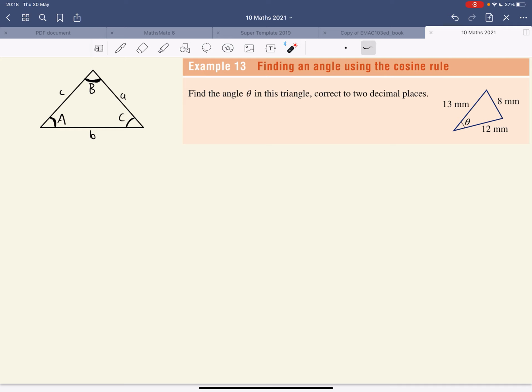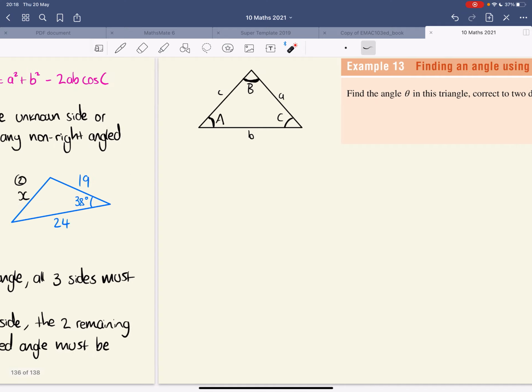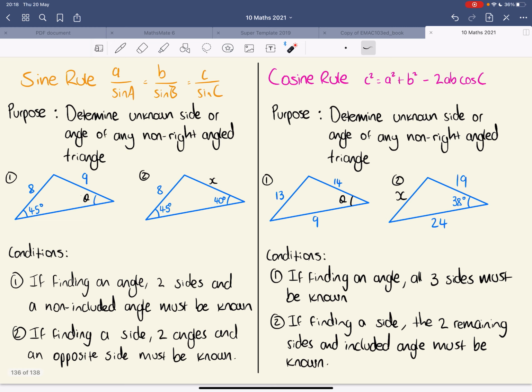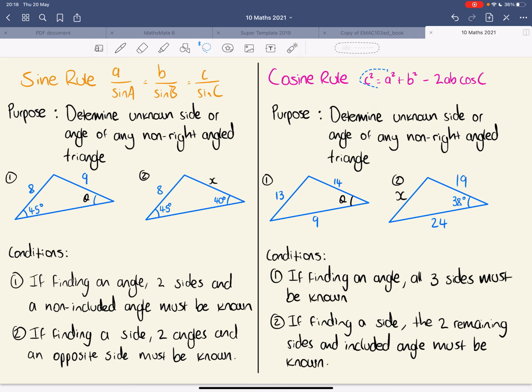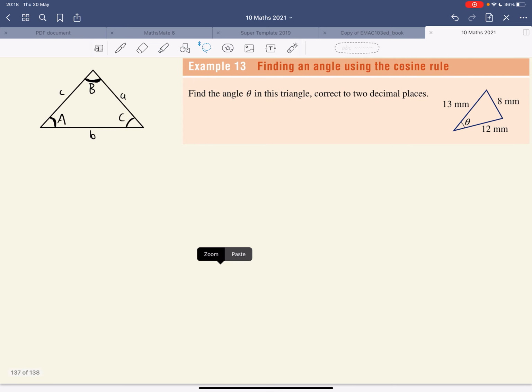The evidence that I have to suggest I will be using the cosine rule is that I've been given all 3 sides. And that's a key idea that we learned from our last video, right? If finding an angle, all 3 sides must be known. And that's a condition for using the cosine rule. So let's go ahead and pick this cosine rule up, and I'll actually use it for our working out in this question.